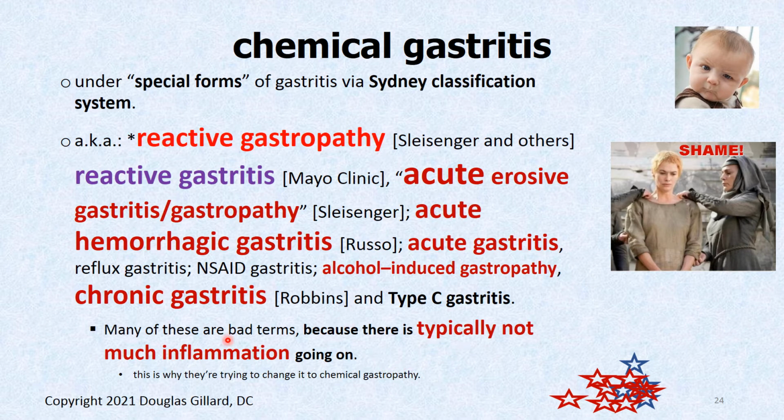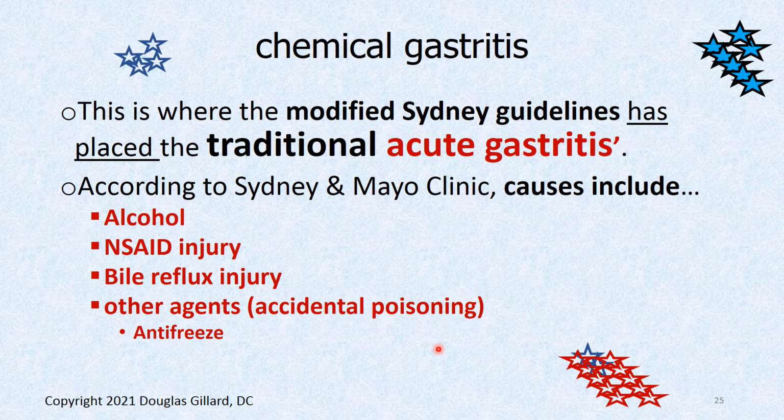Yeah, again, many of these are really, when you say itis, it's a bad term because there's no inflammation initially that causes the damage. There might be inflammation that occurs after to clean up the damaged tissue, but that wasn't the cause. Inflammation was not the cause. So it's better to call this a reactive gastropathy, like Sleisenger uses, reactive gastropathy.